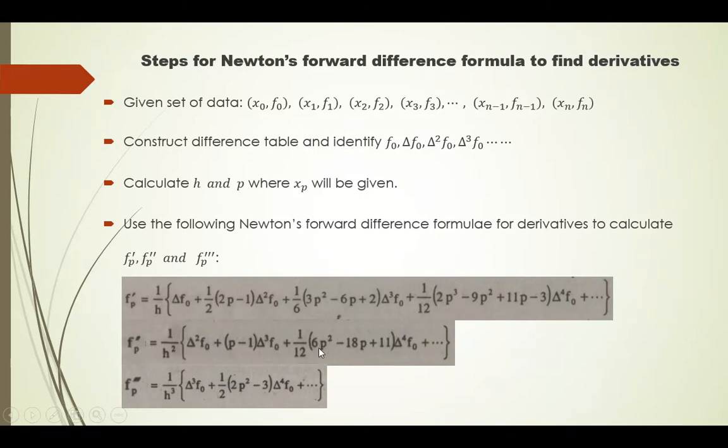Derivative of 6p square, 6 twos are 12, 12p minus 18 into 1 plus 0, so 12p minus 18. 6 is common in 12 and 18, so taking 6 common, that will become 6 by 12. 6 by 12 is 1 by 2, and this will be (2p square minus 3) multiplied by delta 4 f naught. These are the three formulas to find the first, second and third derivative by the use of Newton's power difference formula.